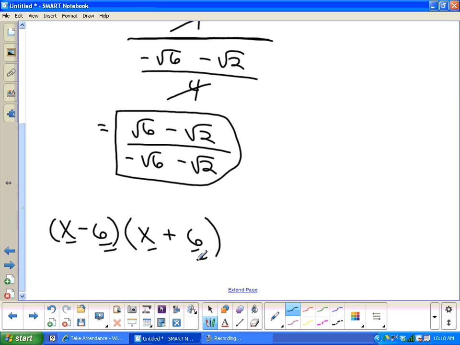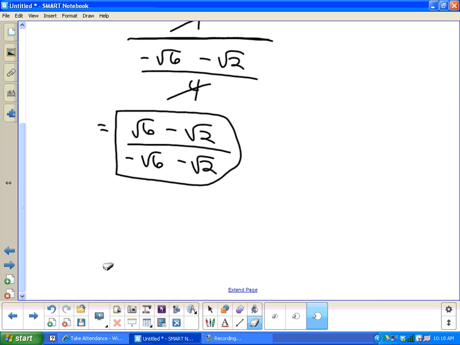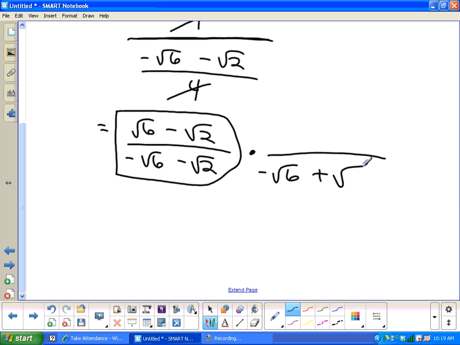Now let's look at this. Hang with me here, because I know this is pretty difficult. We're going to multiply by the conjugate of the denominator, because that's what we're trying to rationalize. What's going to be the conjugate of my denominator? The square root of 6 plus the square root of 2. So I'm also going to have to multiply the numerator by that too: negative square root of 6 plus square root of 2. Now, y'all look at the big picture here.